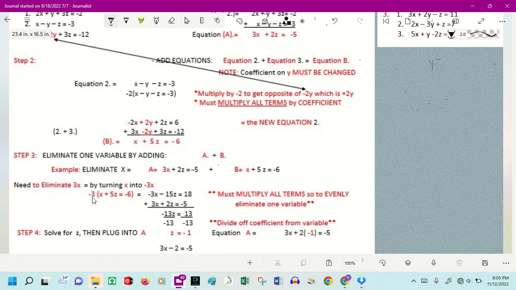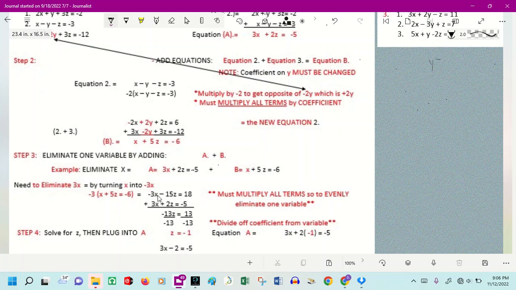So let's do that. Negative 3 times x is a negative 3x. That's what we needed. Negative 3 times a positive 5z is a negative 15z. And a negative 3 times a negative 6 is a positive 18. Now we have the new equation B.